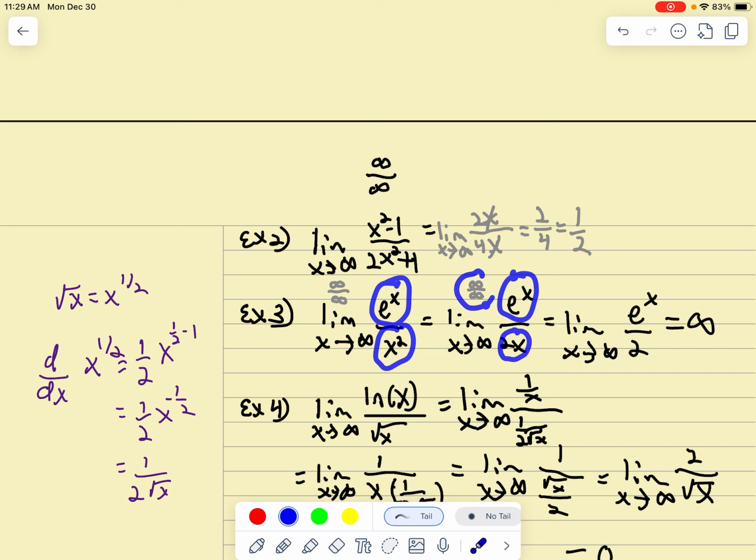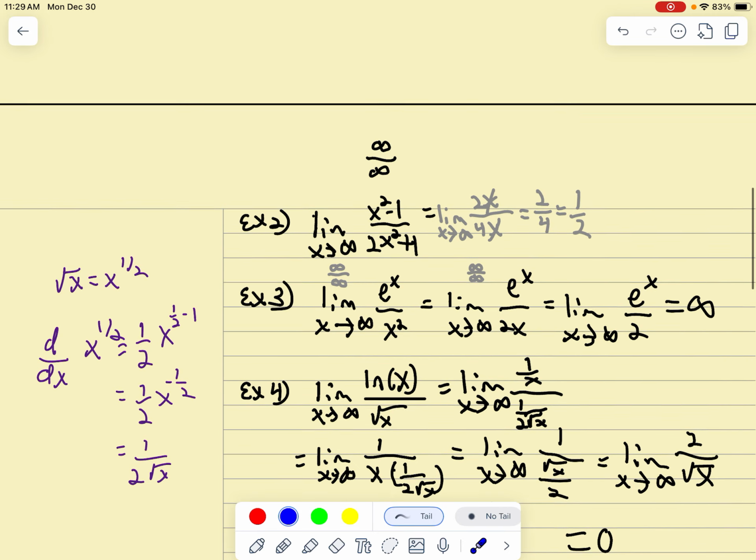Well, that's still infinity over infinity if you plug infinity into the x on top and bottom. So we can do L'Hospital's Rule again. And we still get e to the x on top, and we get 2 on bottom. So now we can do direct substitution. You end up with infinity over 2, which is just infinity. And that's the limit of e to the x over x squared. All right.